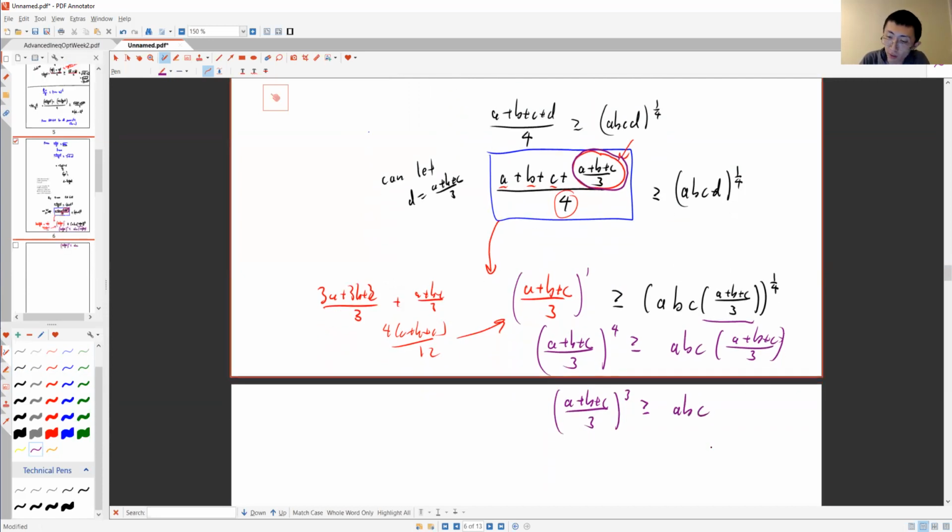Now we just cube root everything. And we're allowed to cube root because A, B, and C are non-negative. So we won't flip the inequality sign because neither side is negative. And that's exactly what we want to prove.